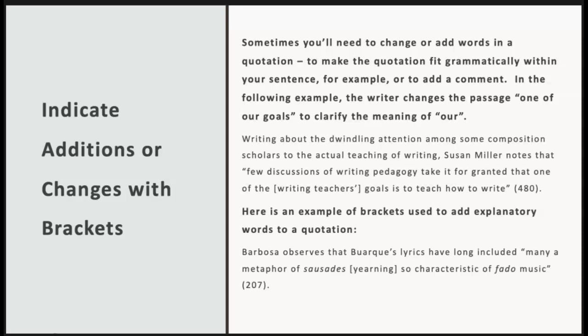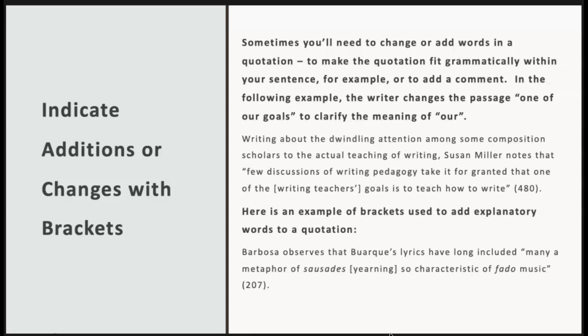Indicate additions or changes with brackets. Sometimes you'll need to change or add words in a quotation to make the quotation fit grammatically within your sentence. Or maybe you just want to add a comment. In the following example, the writer changes the passage "one of our goals" to clarify the meaning of "our." So if you've lifted a piece of information from the source and the information that came before what you're using had clarified who "our" was, you probably need to add in a bracket the information of who that "our" refers to. So let's look at the example.